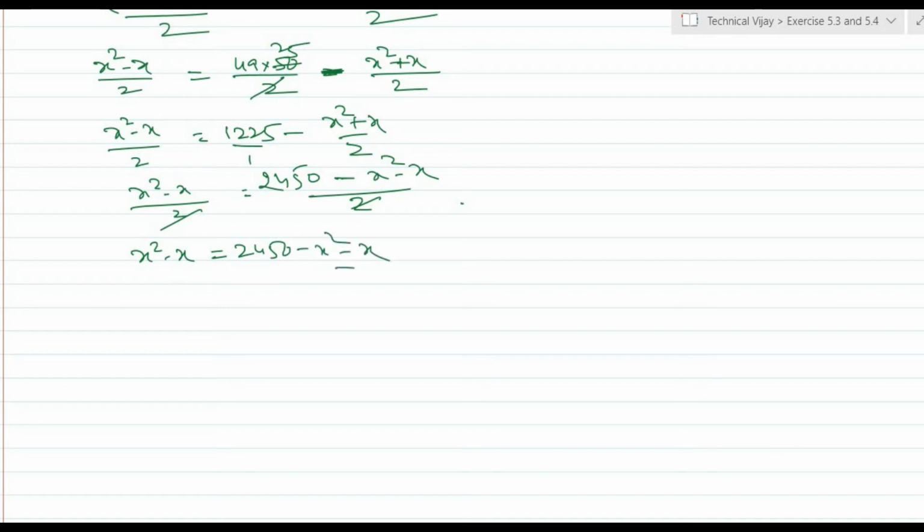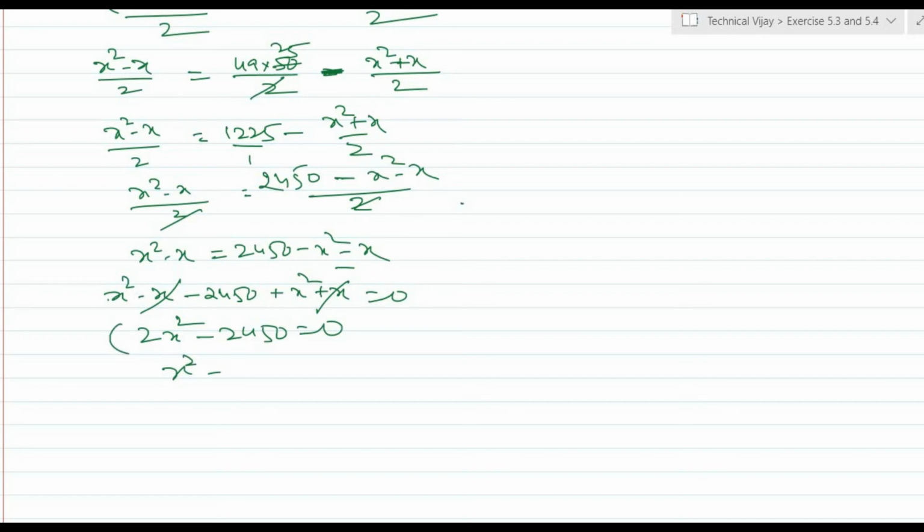We will bring these terms to the LHS. So x square minus x minus 2450 plus x square plus x is equal to 0. Minus x plus x gets cancelled. So x square plus x square is 2x square minus 2450 equal to 0. Divide the whole equation by 2: x square minus 1225 is equal to 0. So x square is equal to 1225, and x is equal to the square root of 1225.